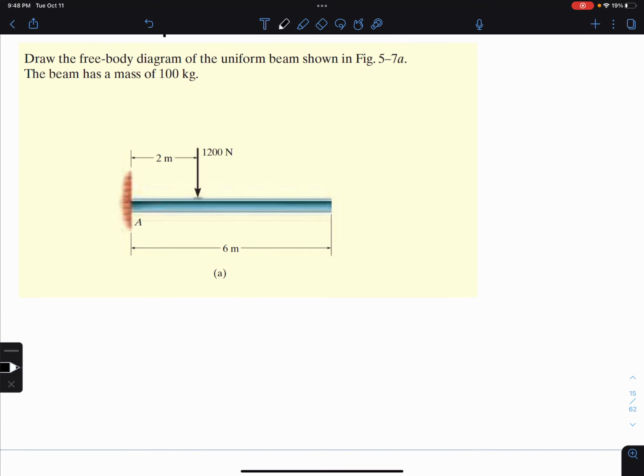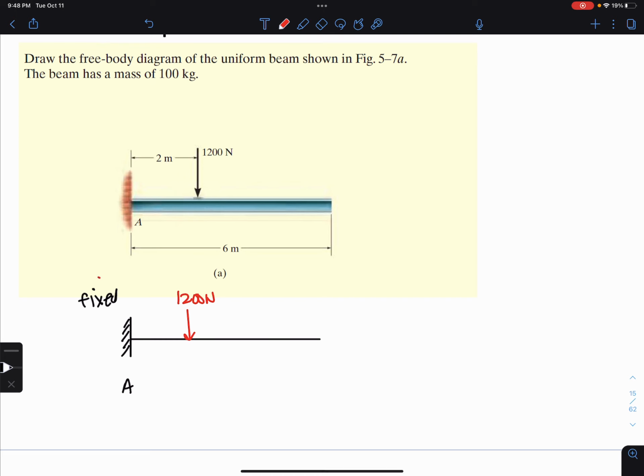So let's draw the free body diagram. I'm going to draw this model here. Fixed support, and I would tell you again that this is fixed if this was an exam problem. Point A. I need to draw all of the external loading. So here I have 1200 newtons. That's pretty much all I have acting on the beam.